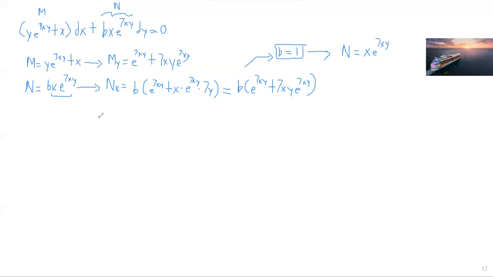First, assume psi sub x. You could have done this with psi sub y and then set it equal to N and then work backwards to find psi sub x, but I just like to use the conventional way. I like to stick to one pattern. So let's just do this. Psi sub x of x, y is equal to y e to the power of 7xy plus x.